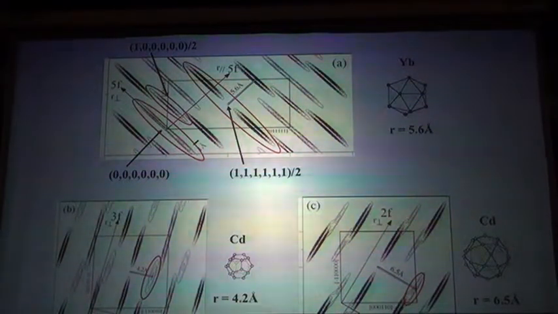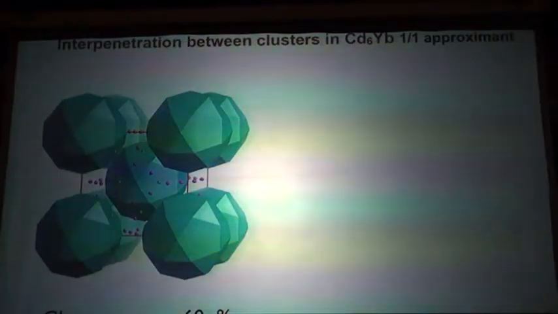So I would like to remind you that this cluster is exactly the same as what we observed in the approximant. So the approximant crystal and the quasicrystal contain the same icosahedral cluster. But the other problem is how to describe the structure.